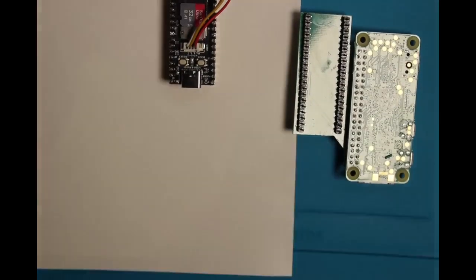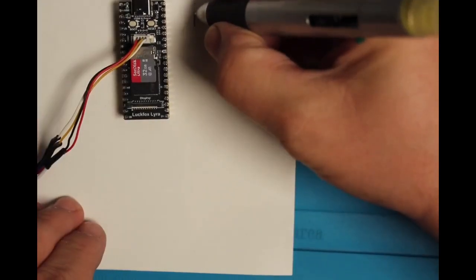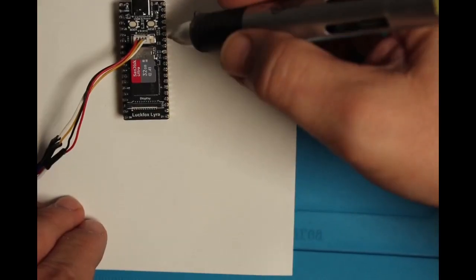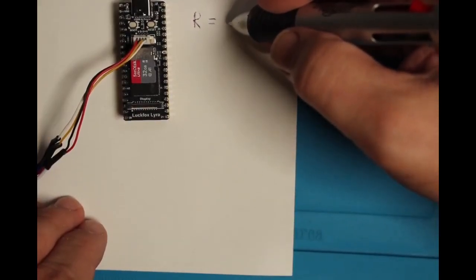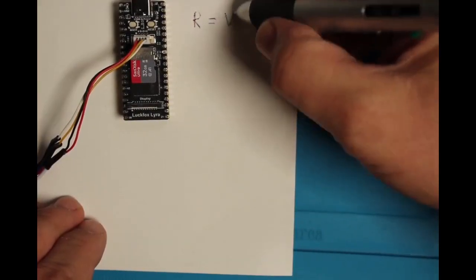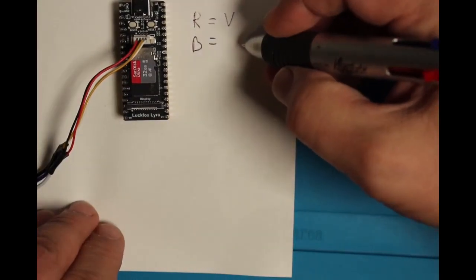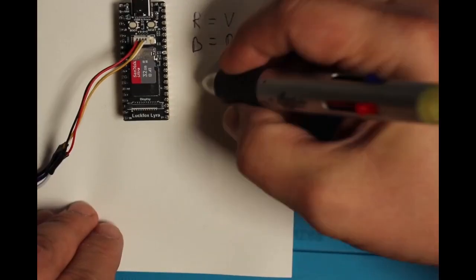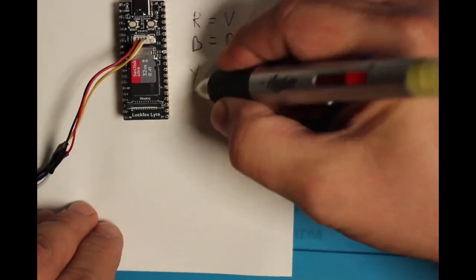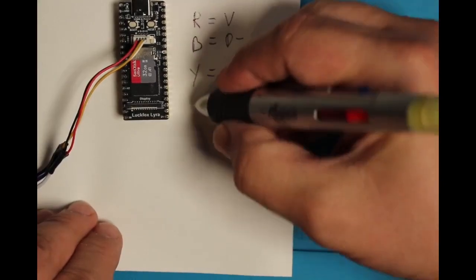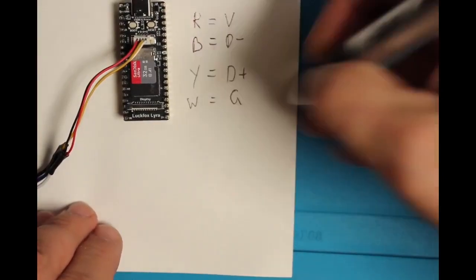You can now see red is voltage, black is D minus, yellow is D plus, and white is ground.